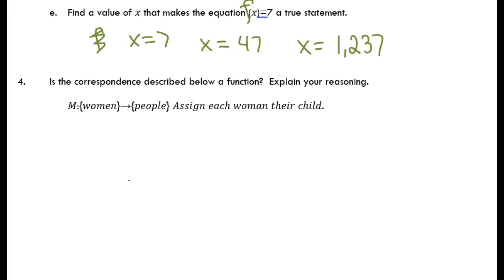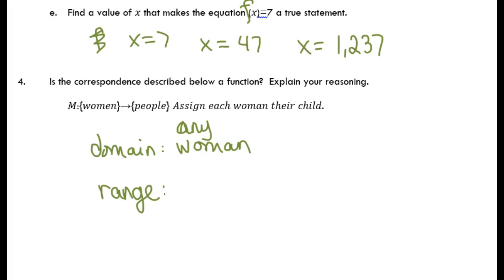So in our case, the domain is any woman, and then the range, now this time it's kind of flip-flopped. The range could be any person, because every single person on this earth came from some woman, unless you came from a test tube or you were built with parts. But generally we can say that the range is any person.